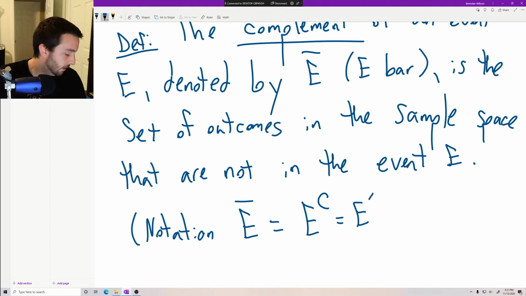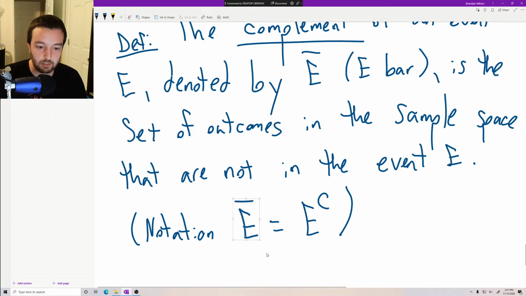That one's probably less common, but I have seen it used before. In fact, we might even end up using that for something else, so I'll just go ahead and get rid of that one. But just know that sometimes that is used. But E complement, E^C, is used a lot, because when you go further on in math, the E bar is usually used for something else. So we use this one for complement instead. That's really all there is to it.